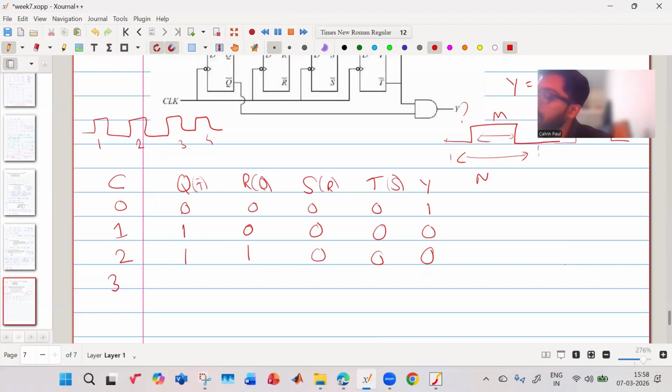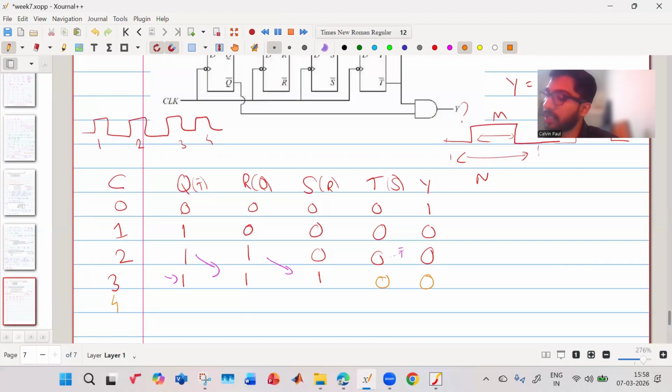Now, Q is T bar. T bar is again 1, so this is 1. R is dependent on Q, so this is 1. S is dependent on R, so it becomes 1. So basically, it is going like this, here like this, and this one bar is coming over here. Similarly, T is dependent on S, which is 0. And Y is what? Q bar and T bar. So that is also 0.